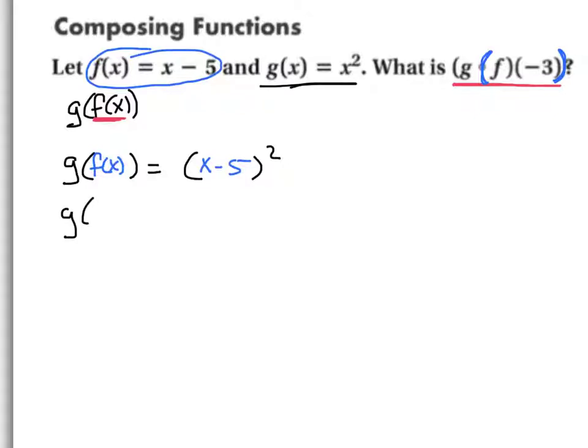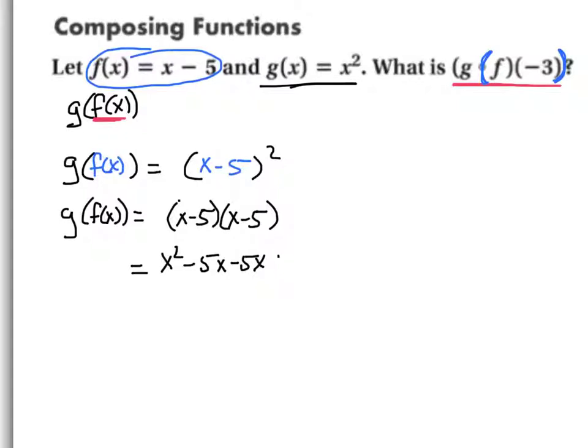So now we want to go ahead and simplify. So therefore we have g of f of x equals, well, x minus 5 squared is x minus 5 times x minus 5, which means we need to FOIL. So x squared minus 5x minus 5x plus 25. And that gives us x squared minus 10x plus 25. So that is our g of f of x function.